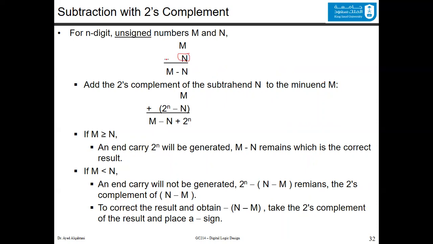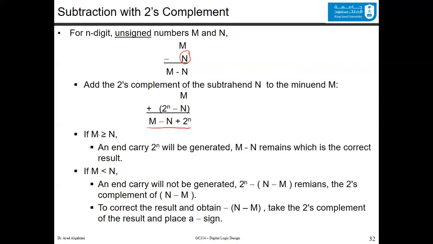Since it has the negative here, the subtraction, you convert this subtraction to addition, and you get the 2's complement of this number. Now, for the 2's complement of n, you can revisit the previous slide. To get the 2's complement, it's actually 2 to the power of n minus n. And now you just add. To add those two, you get this number, which is m minus n plus 2 to the power of n.